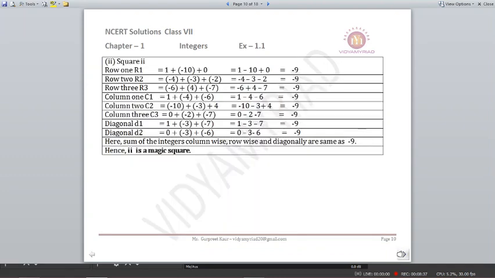Let's see the second square. Here also we will calculate row 1, row 2, row 3, C1, C2, C3, diagonal 1, diagonal 2, and surprisingly everywhere our answer is coming as minus 9. So it is considered a magic square.